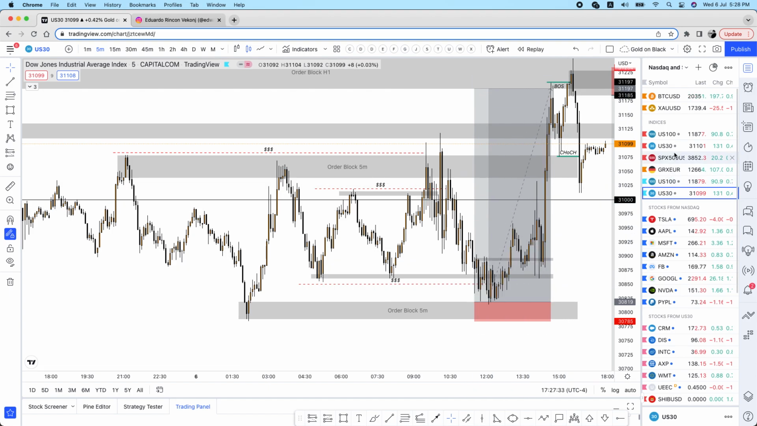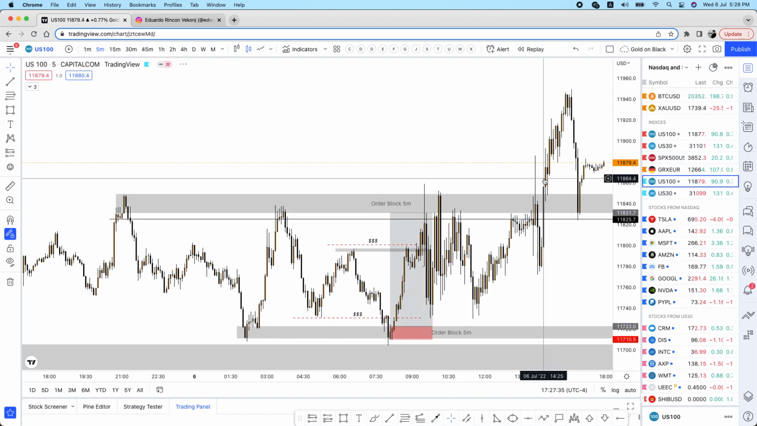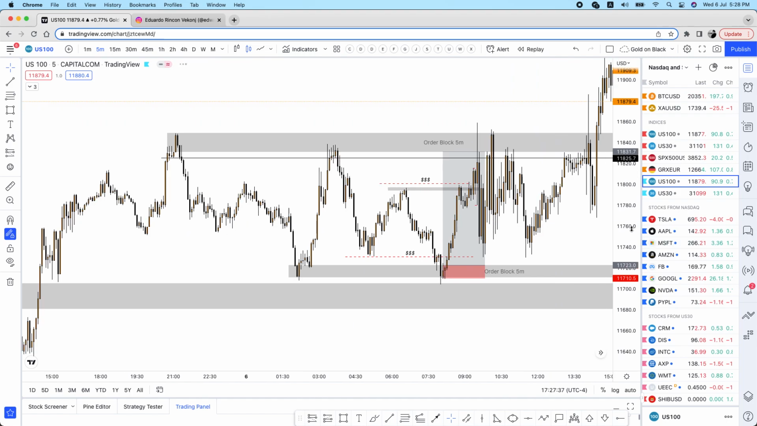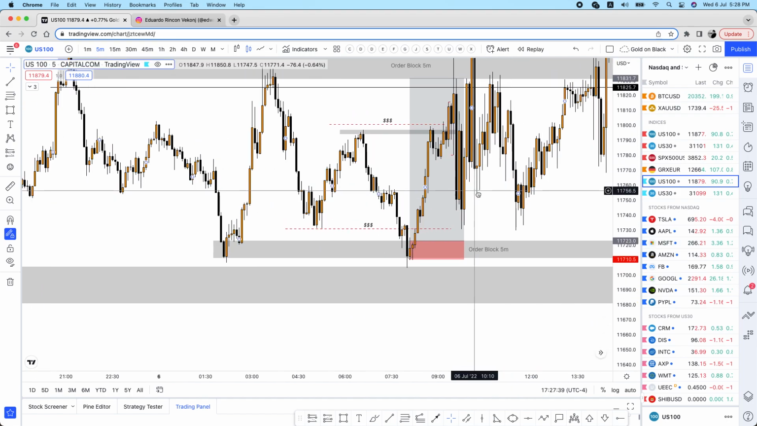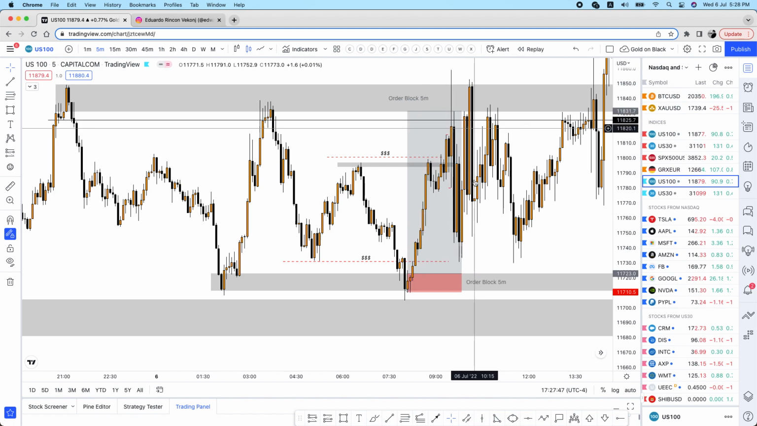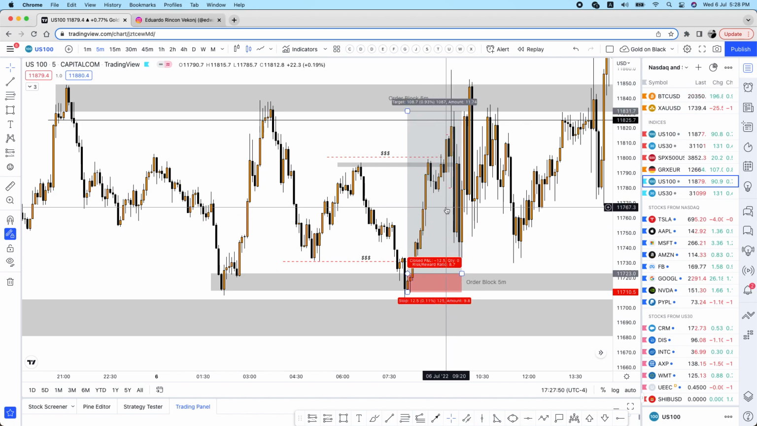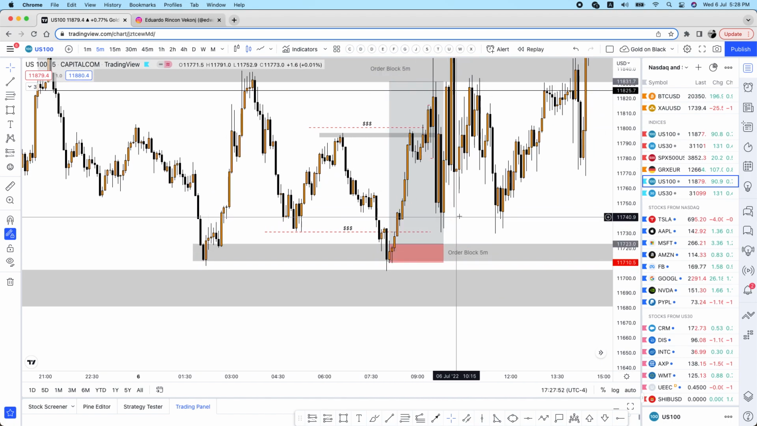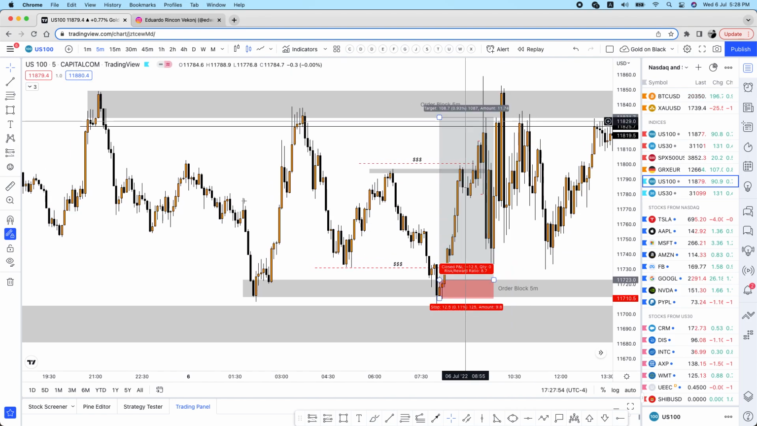I got stopped out on Nasdaq, however. Today it did trick me, and I did get stopped out. After stopping me out, the Nasdaq ended up going my direction and hitting the TP. This would have been a 1-to-8 risk to reward. So yeah, pretty nasty right there.